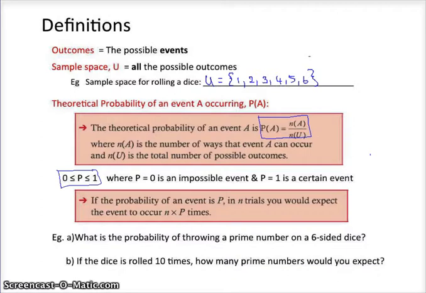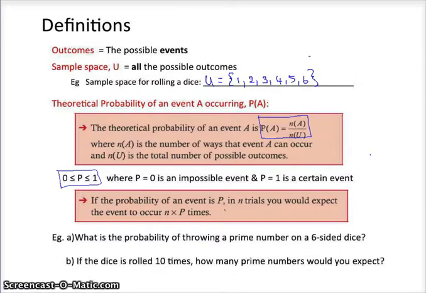The value for probability always lies between 0 and 1, where if probability is equal to 0, then it means that the event can't happen, and if the probability is equal to 1, then the event definitely will happen. And normally we record probabilities as fractions or decimals, and sometimes as percentages.